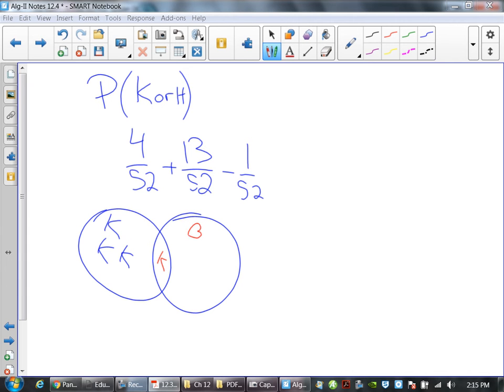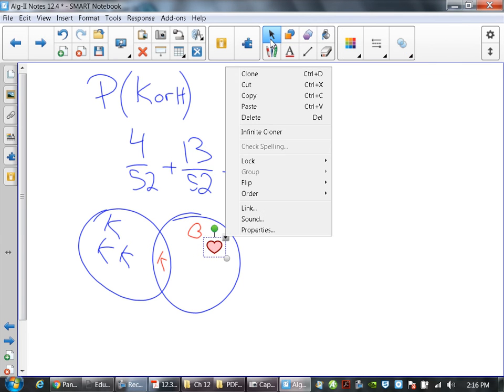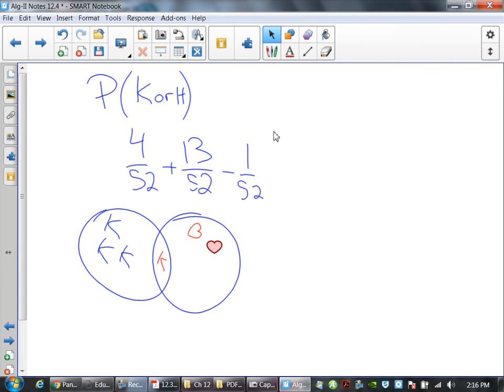Do I have a heart sticker? I do. Be in the shades. Yours was better. I lost count. 8, 9, 10.